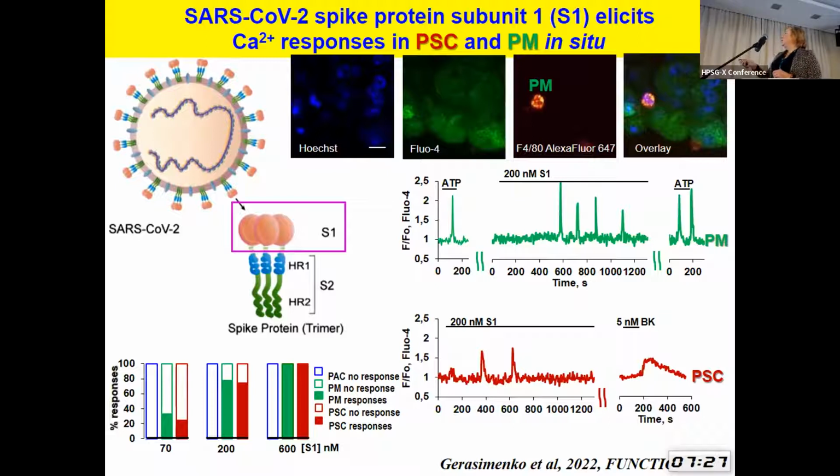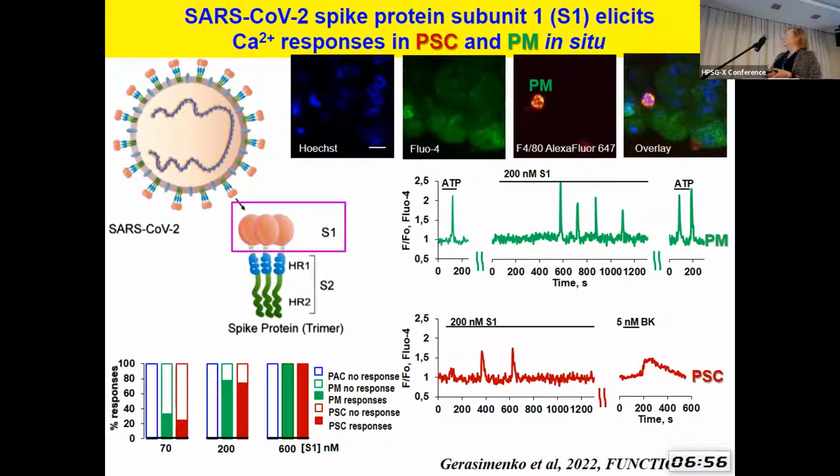This method allows us to look at many different cell types at the same time and follow calcium signaling or nitric oxide signaling in the lobules. This is the immunostaining of pancreatic macrophages, which are the resident macrophages, using fluorescent targeted antibodies against the surface proteins.